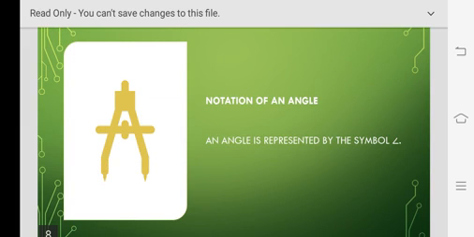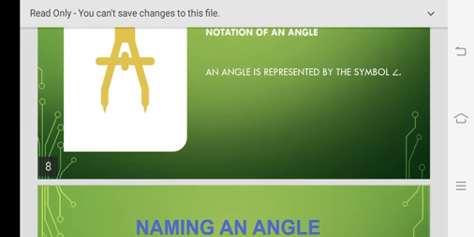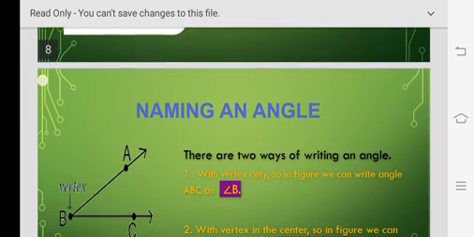How do we denote an angle? That means notation of angle. An angle is represented by the symbol. You can see how it is forming. When you open your two fingers, your fingers look like this. Or when you open the compass, they form an angle.